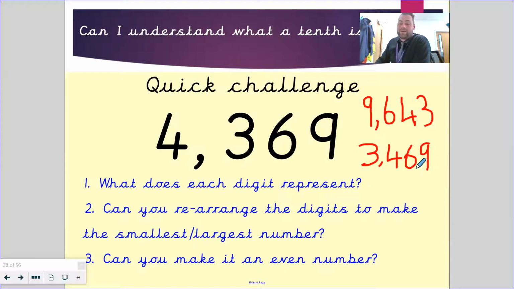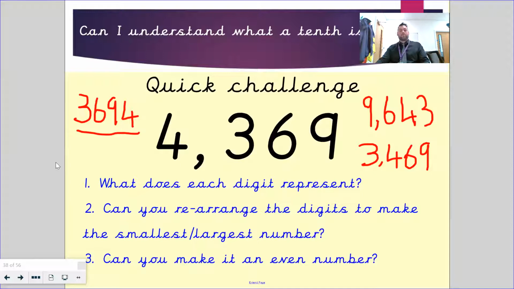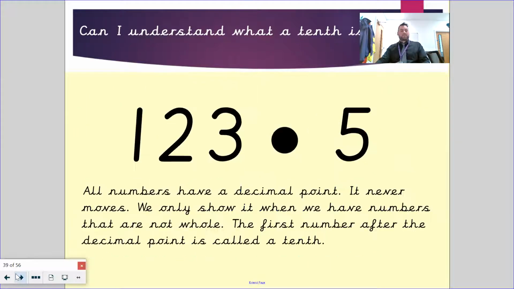Can we make this an even number? Yes, we can. It doesn't matter what digits we have to rearrange to begin with, as long as our last digit in the ones column ends in either a 4 or a 6, then you've made it into an even number. And that's just one example for you there. Okay, good, let's move on.